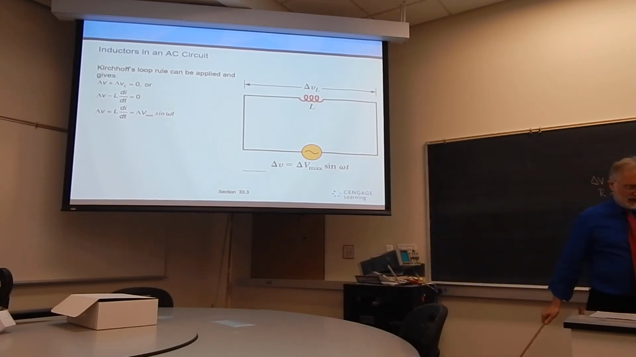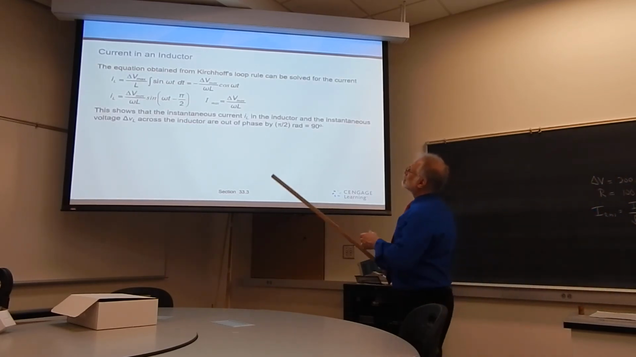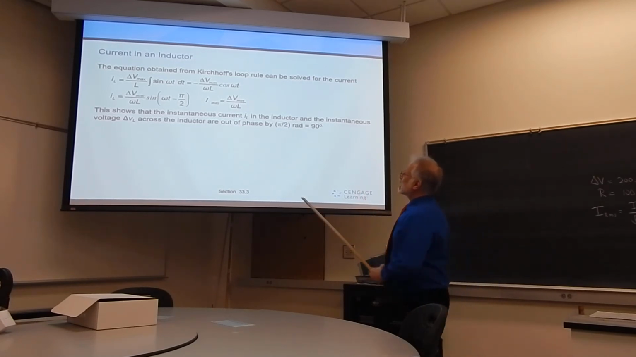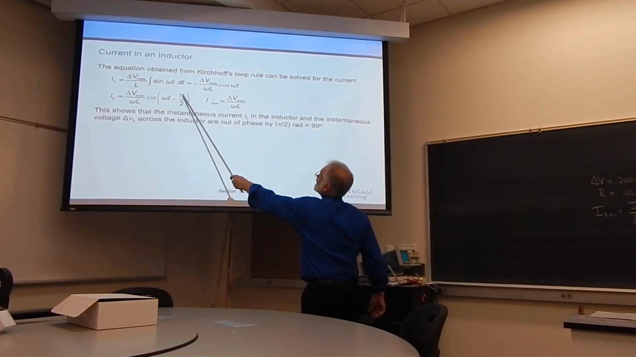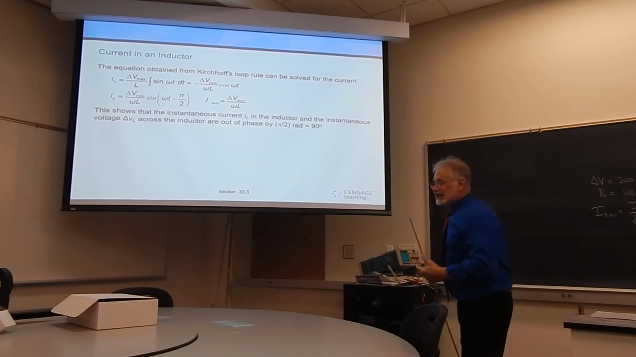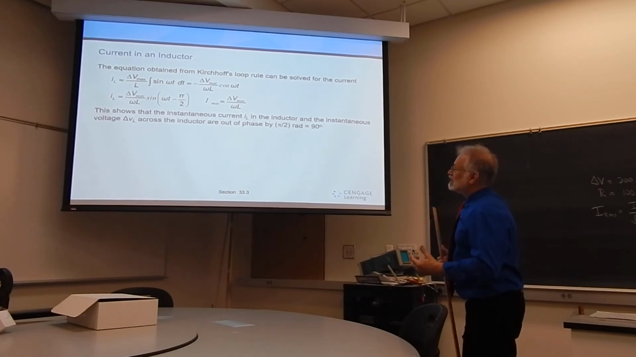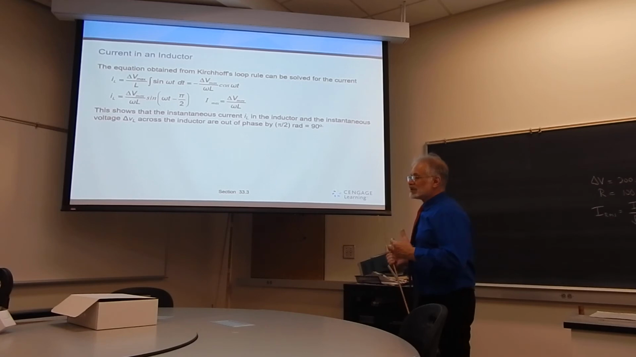But what will happen then for the case of an inductor is the current is going to be V over L sine omega t integral. So when I integrate to get the current in an inductor, what I get is a cosine function. Or if you like, a sine of omega t minus pi over 2 for the current. What that means is that the current and the voltage are out of phase. In this case, what we say is that the current lags the voltage in a circuit with inductors by an amount of pi over 2 radians, or 90 degrees.